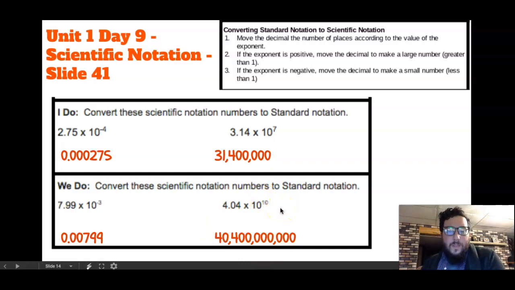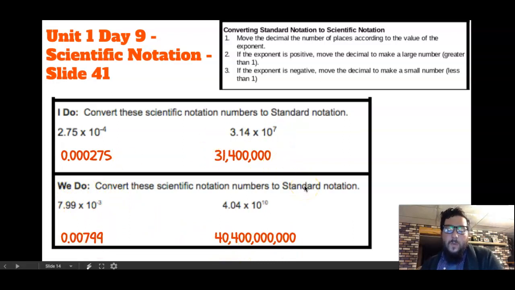Now, a way you can check yourself when you're doing these problems is to take that scientific notation number and type it into your calculator. And you should get the answer that you chose, right? If you type this one in, you're going to get that number. If you type this one in, you're going to get that number.